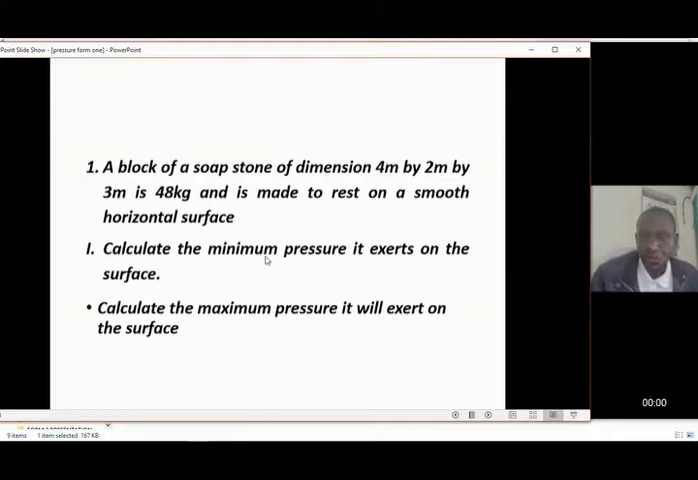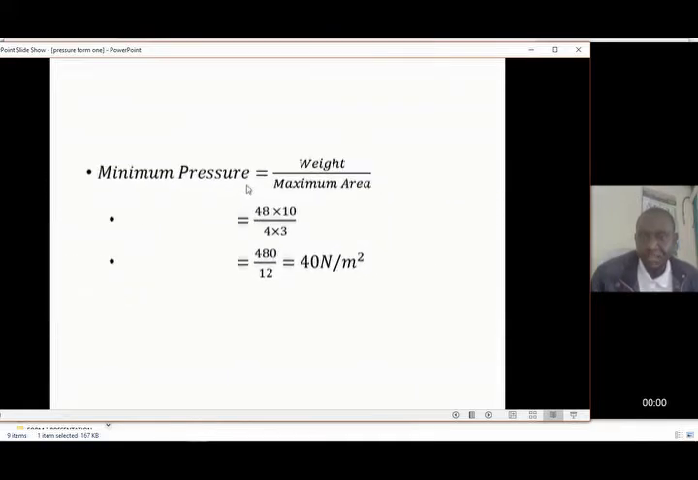So let's move to minimum pressure. For us to get minimum pressure is weight over maximum area. The maximum area dimensions are 4 and 3. How do we get weight? The mass is 48. The gravitational field strength is 10. So 48 times 10 gives us 480. That is weight, which is force it exerts on the ground. The area is 4 and 3 because 4 and 3 gives us the maximum area. So we will get minimum pressure of 40 newton per square meter.